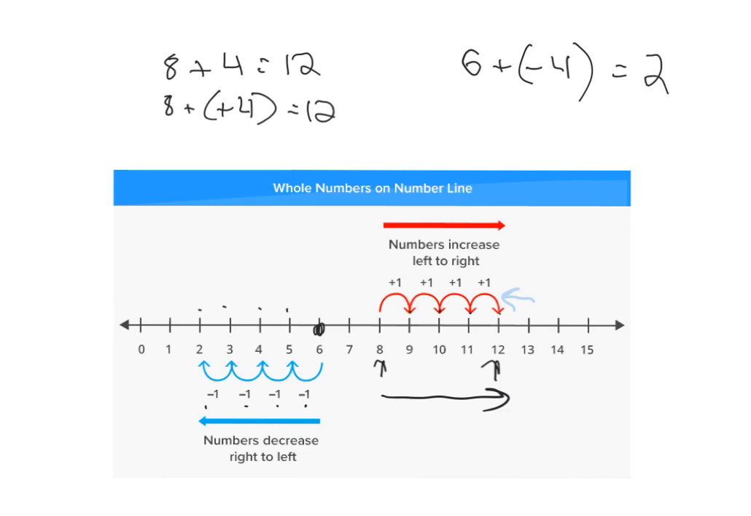So here when we're adding positives, we are moving towards the right. And then here when we are adding negatives, we are moving towards the left. So this ends up the same thing as 6 minus 4 equals 2, because subtracting positives and adding negatives do end up bringing us to the same solution.